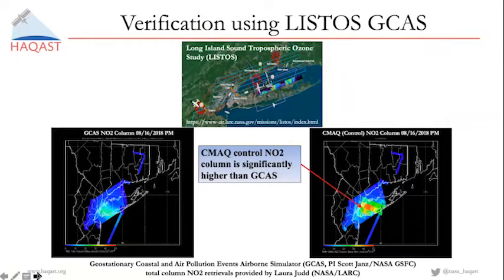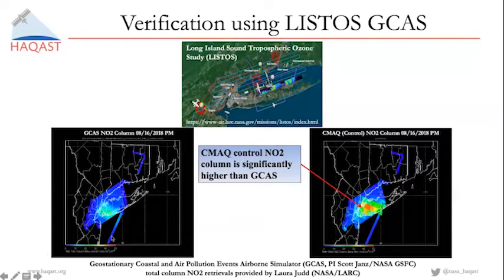So earlier discussions in the panels were talking about how NASA supports measurements to verify the results of a lot of the HAQAST work. I'm going to give an example here from during the LISTOS campaign. So again, this is the Long Island Sound Tropospheric Ozone Study that extended over a long period in 2018. One of the instruments that deployed was the Geostationary Coastal and Air Pollution Events Airborne Simulator, or GCAS. Scott Janz at NASA Goddard is the PI of that instrument, and Laura Judd at NASA Langley was responsible for doing the column retrievals from this aircraft, basically a simulator for the future TEMPO satellite. So these are results from that.